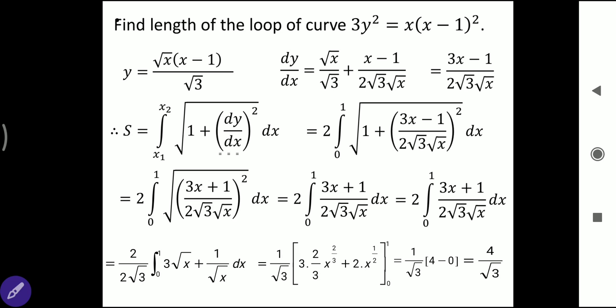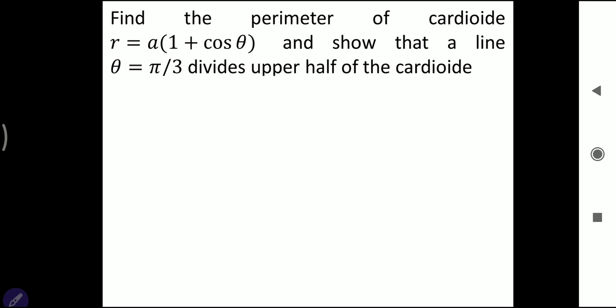Now let's move to the next problem. Find the perimeter of the cardioid r equal to a into 1 plus cos theta, and show that the line theta equal to pi by 3 divides the upper half of the cardioid. Now cardioid is nothing but a heart-shaped curve. Okay, this is a polar curve. I hope you remember.